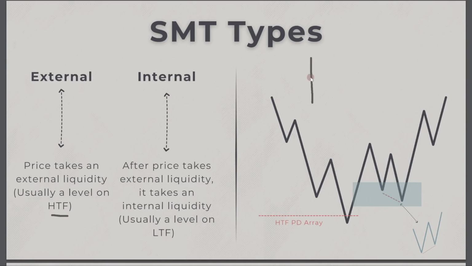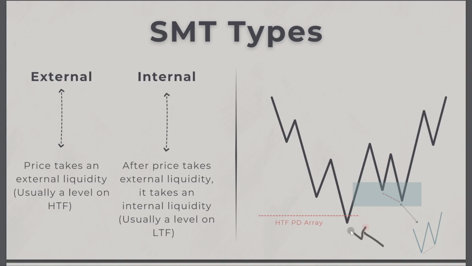So if you look at two time frames here, higher time frame one and then a lower time frame one, this is going to be your higher time frame sweep. And then we could look at the lower time frame and we're going to have an SMT here, which is going to be what? The internal SMT. So internal SMT is after price takes the external liquidity, it takes an internal liquidity, and usually that's a level on the lower time frame.